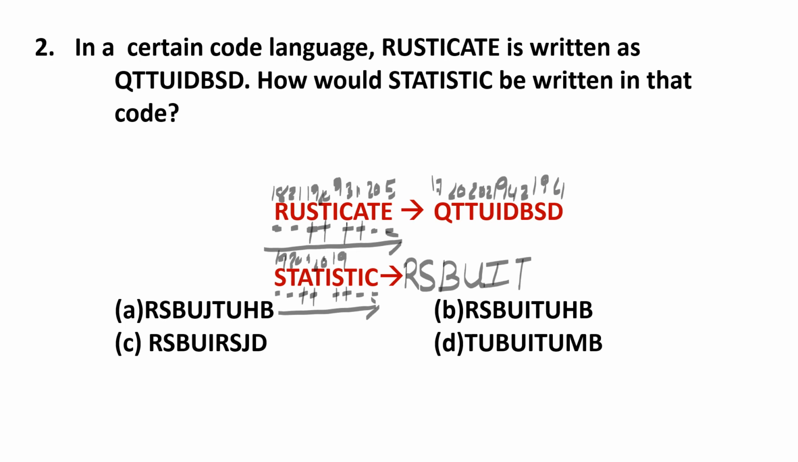Next 9, I. Next T is there. That is 20. 20 plus 1, 21. That is U. Next 9 is there. 9 minus 1. That is 8. 8 means H. Next C. That is 3. 3 minus 1. That is 2. 2 means B. The answer is R S B U I T U H P. The option is second option.